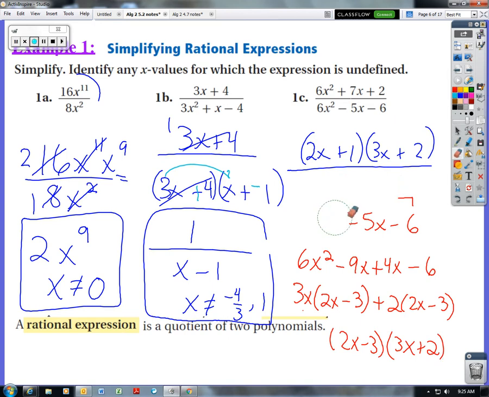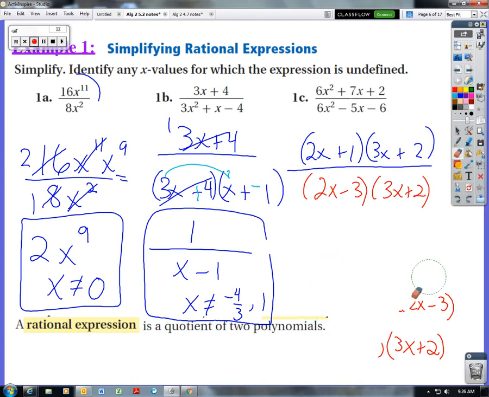I'm going to erase this and write my answer in here. 2x minus 3 and 3x plus 2. And then I'm going to erase all this work, get it out of the way. And now we can cancel common factors, so 3x plus 2 and 3x plus 2 cancel out. And then this is your answer.